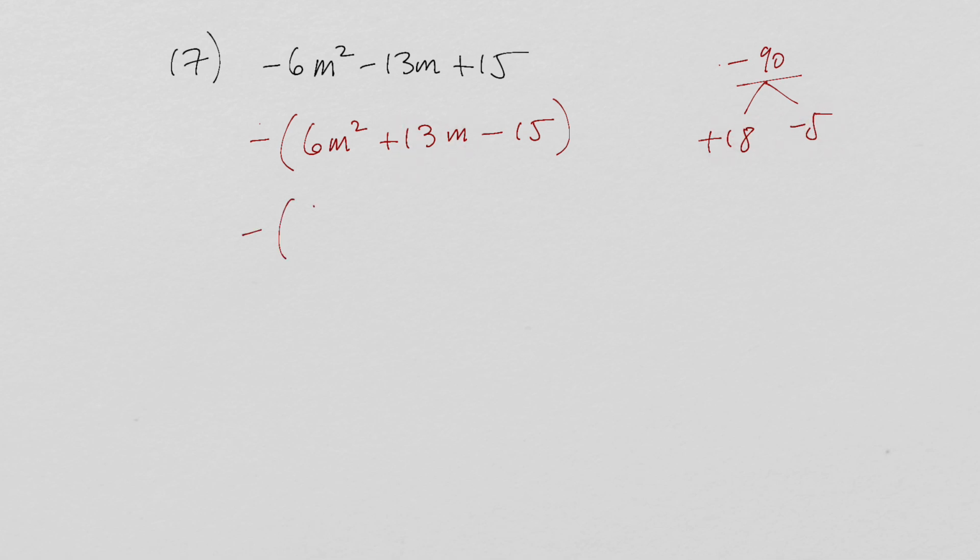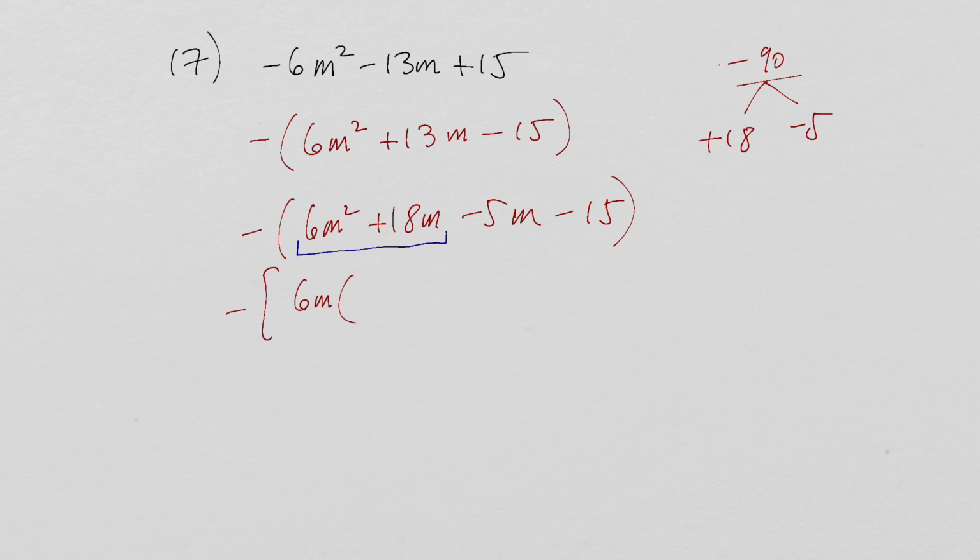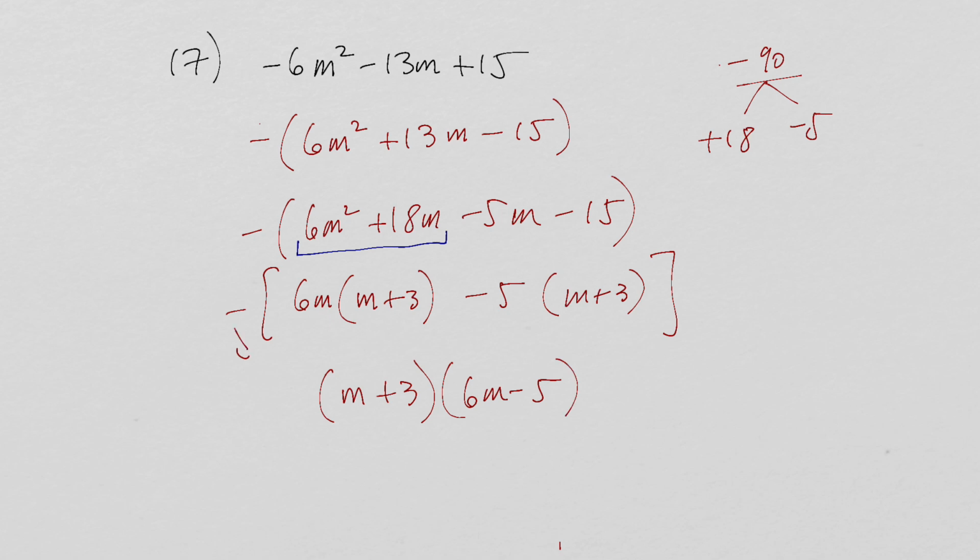So I have 6m squared plus 18m minus 5m minus 15. And I'm going to group these two as if they're a separate problem by grouping. And I'll have 6m times, here, let's do a negative out there, and 6 times, this is m plus 3. So I'll put a negative 5 out here. And if I were to distribute through, we'd get that and that. So this is my common factor of m plus 3. And we have 6m minus 5. Now that negative goes there.